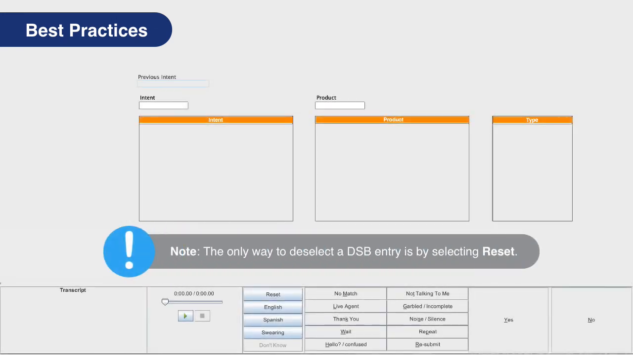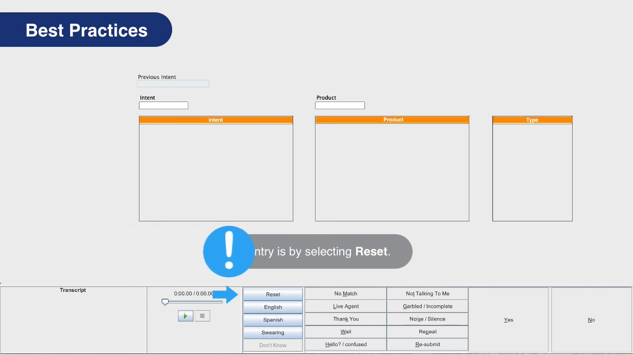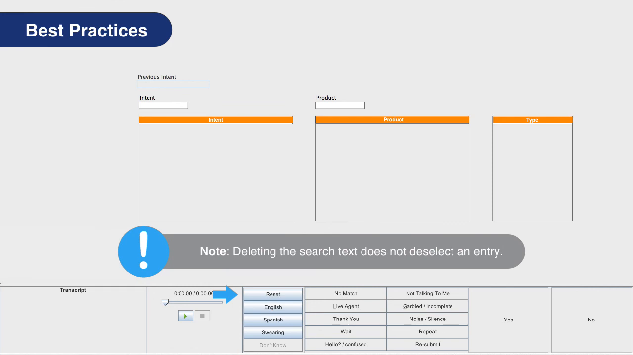Note: the only way to deselect a DSB entry is by selecting Reset. This rule applies to all dynamic search boxes in which you have made an accidental selection. Deleting the search text does not deselect an entry.